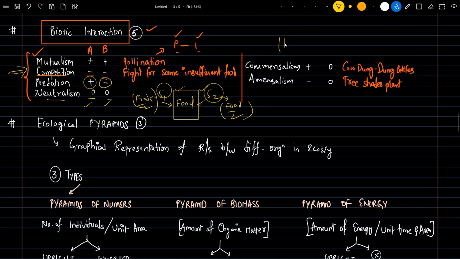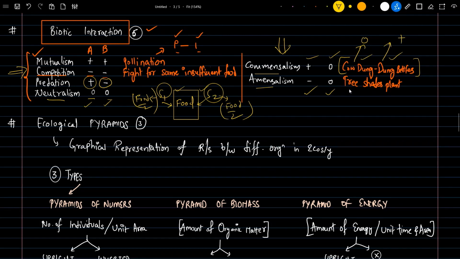The major confusion lies here: commensalism and amensalism. What does commensalism mean? One organism gets benefited and the other organism or species is neutral. And in amensalism, one loses and the other is neutral. Let's say in commensalism, the example of cow dung and dung beetles. In cow dung, dung beetles will be taking shelter. So cow dung here is zero, it is affecting nothing. But dung beetles get a positive effect because they get shelter.